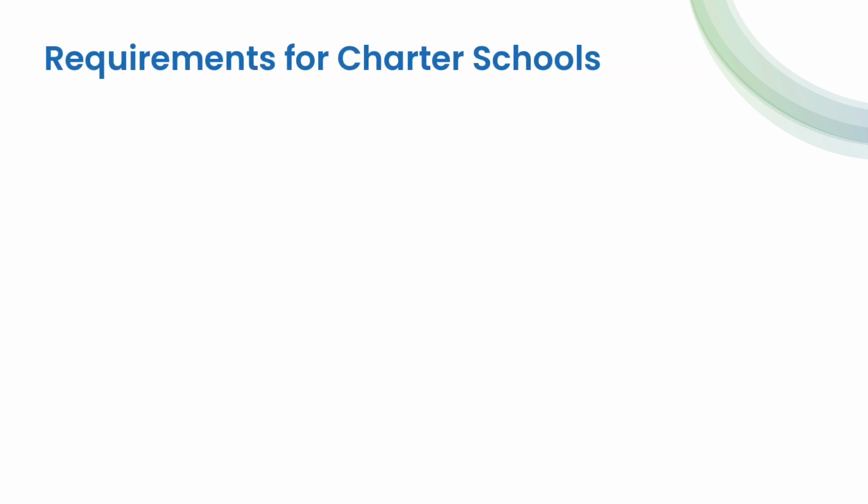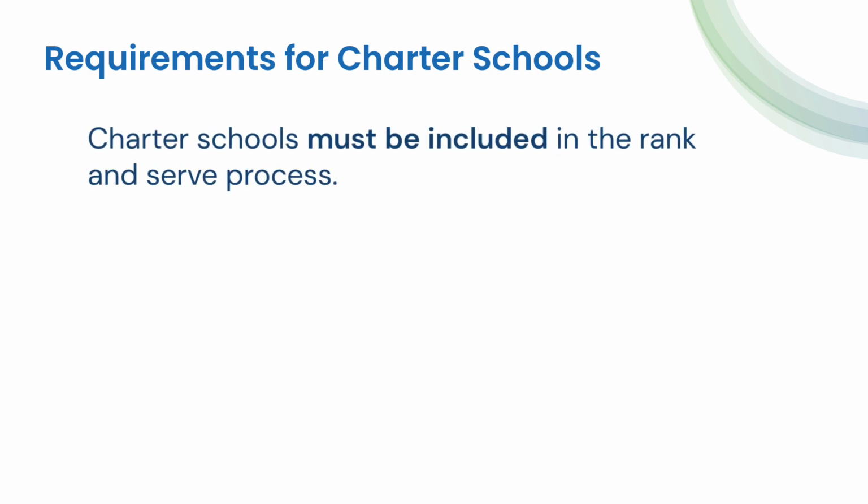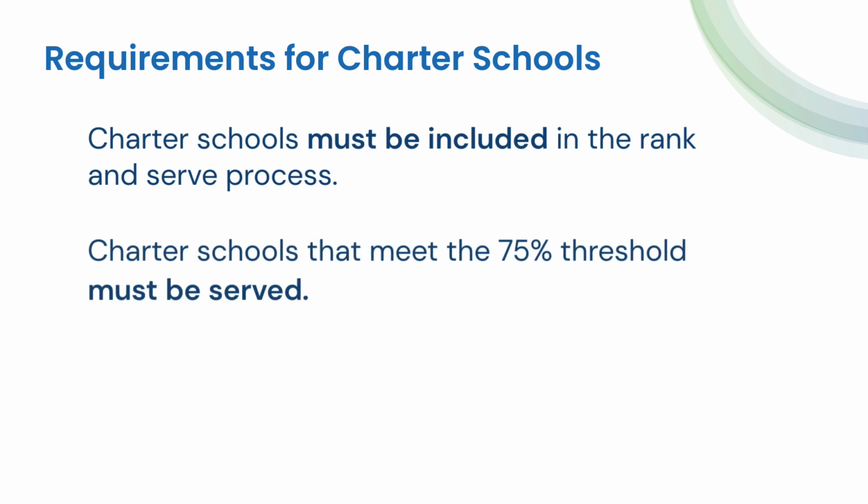The requirements for charter schools are as follows. Charter schools may qualify for Title I funds and must be included in the rank and serve process in the same manner as all other schools in the district. When 75% or more of the students within a charter school are navigating poverty, the school must be served with Title I funds. Charter schools with less than 75% of students navigating poverty may also be eligible, depending on how the district chooses to rank and serve its remaining schools.